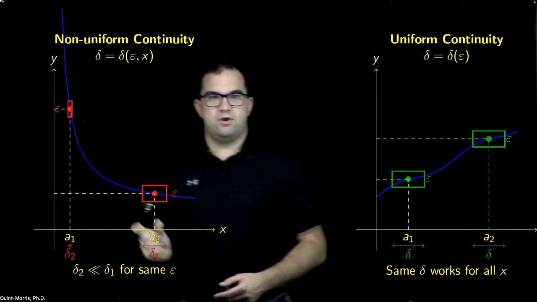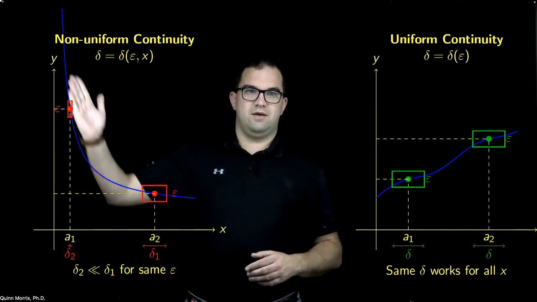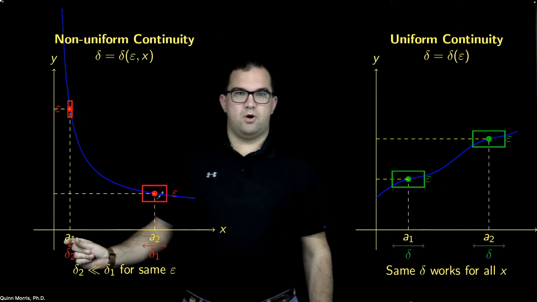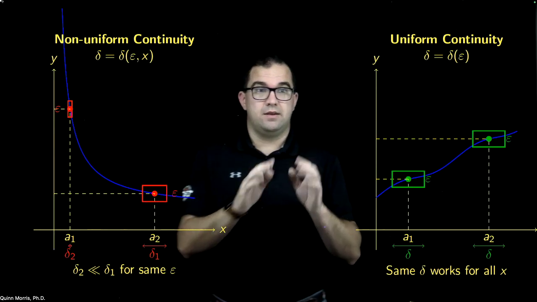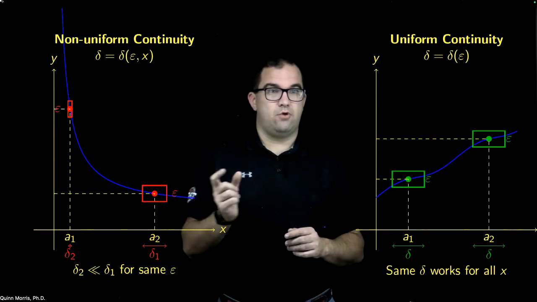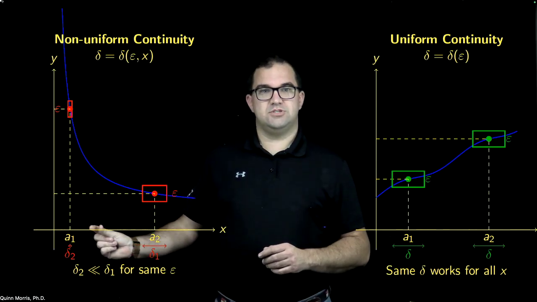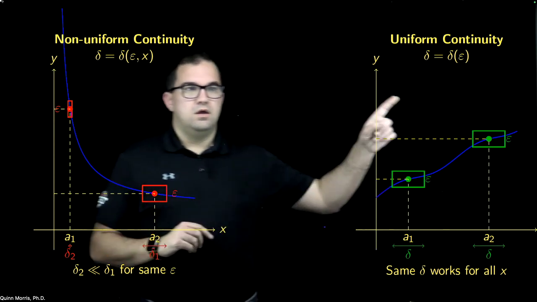Same thing up here, but notice as you move on this graph, because of the way the function is sloped, your deltas are actually going to become smaller and smaller. So as you keep the same epsilon but move your point, your delta values are changing. In fact, you can imagine as you go this way, they're squeezing down to zero.